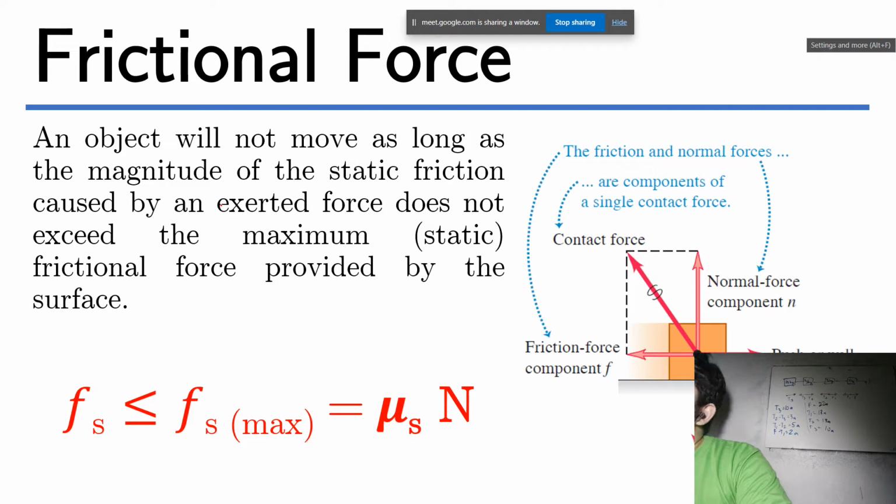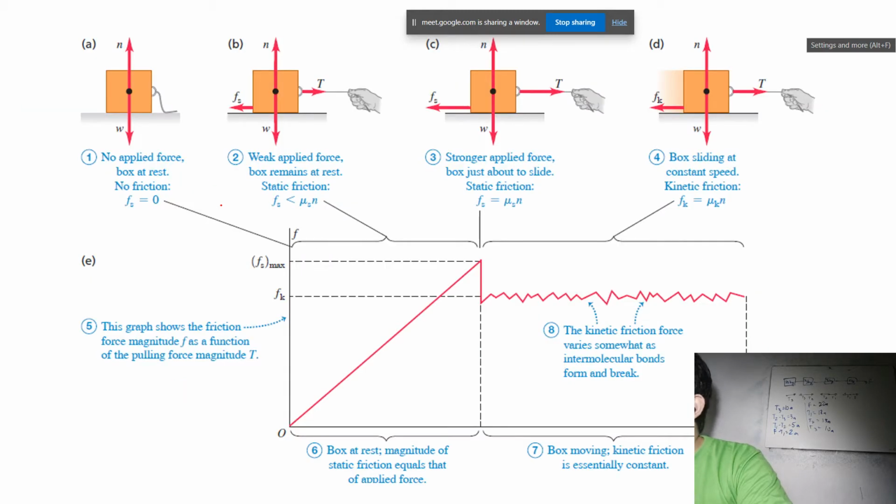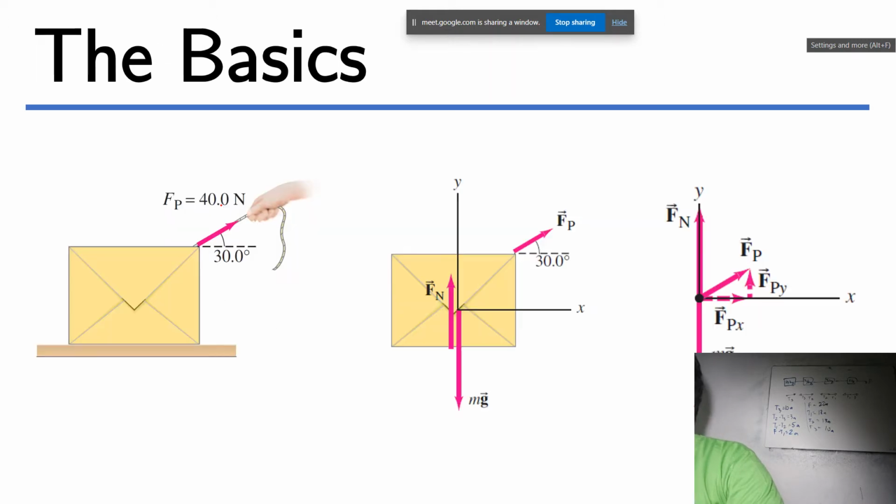Ayan. An object will not move as long as exerted force is less than the static friction provided by the floor. Okay? And kapag gumagalaw na yung object, nagsaslide, yung friction is provided by this, mu k N. And for problem solving, draw an FBD. Number 2, resolve forces along X and Y. And lastly, use Newton's first and second law to solve quantities.